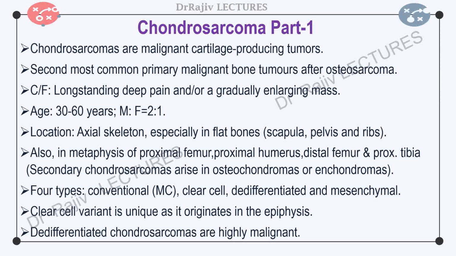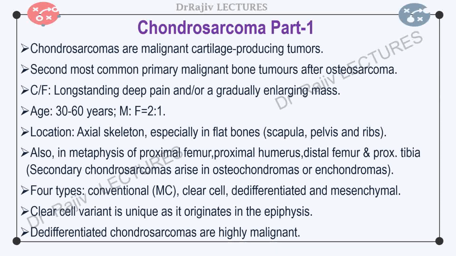Chondrosarcomas commonly arise in the axial skeleton, especially in flat bones such as the scapula, pelvis, and ribs. They may also arise in the metaphysis of the proximal femur, proximal humerus, distal femur, and proximal tibia, but the distal tibia and distal humerus are rarely affected. Primary chondrosarcomas arise in heretofore normal bone, while secondary chondrosarcomas arise in pre-existing lesions such as osteochondromas or enchondromas.